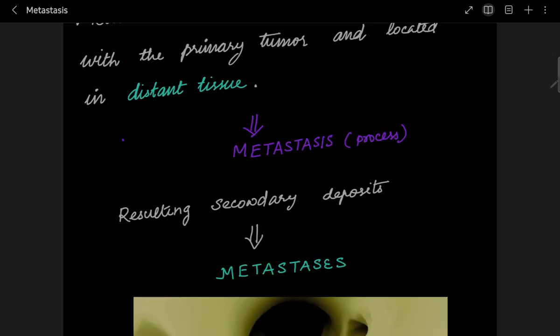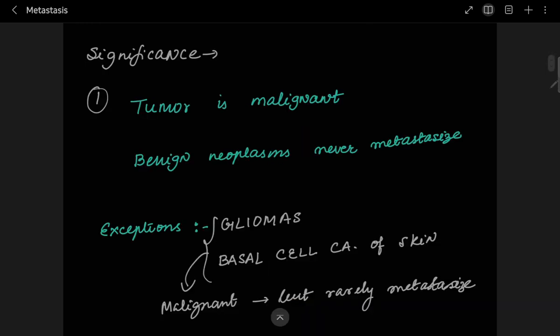Here, you will see there is only a difference of a letter between metastasis and metastases. Metastasis is a process, whereas the resulting secondary deposits occurring at the other place are termed metastases. Now let's see the significance of metastasis. A tumor is malignant, right, and benign neoplasms never metastasize. Remember, benign neoplasms are localized, they do not spread to other areas. Only the malignant ones metastasize, right.